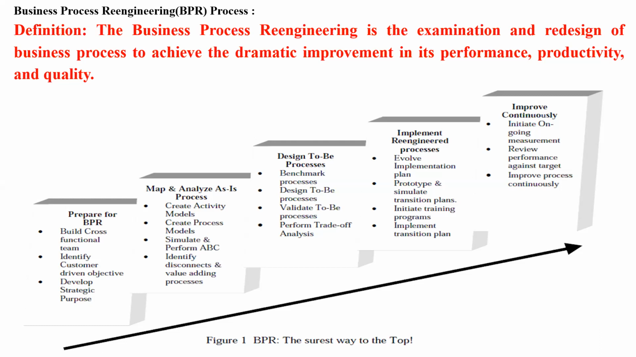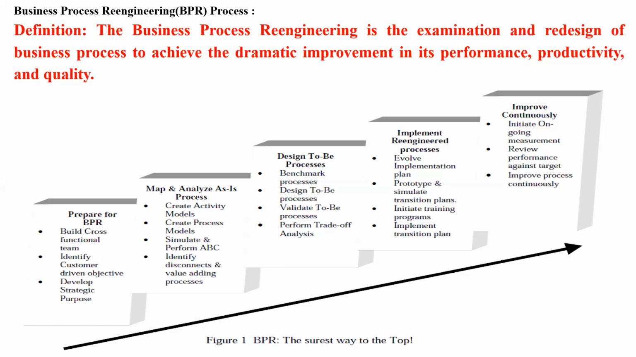The second step is we need to analyze. That is what we already told. First we need to analyze, and after that redesign will be done. At the second step, we need to analyze the process by creating activity models, and we need to simulate and perform ABC analysis. We need to identify discontinuous and value adding processes. Here performing ABC means we are going to prioritize the works: A category works, B category works, C category works, based upon the ranking.